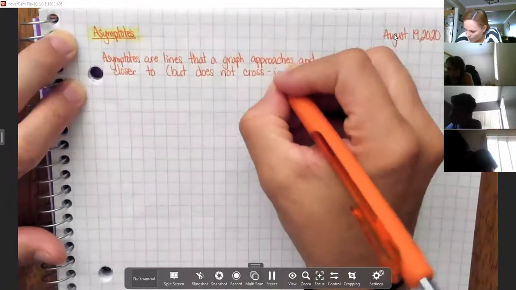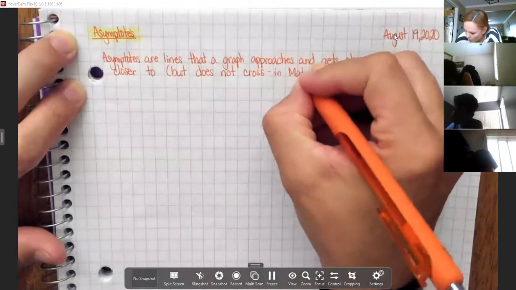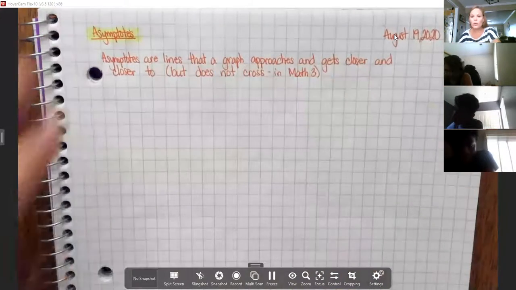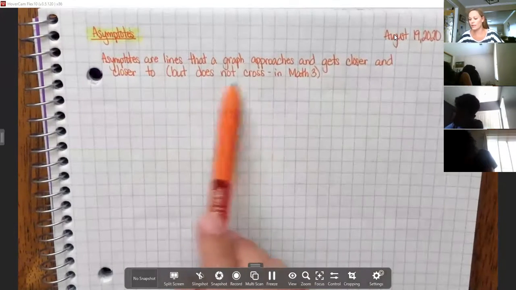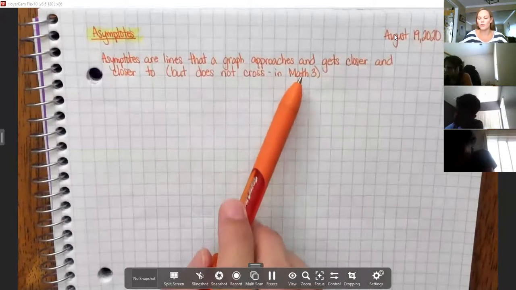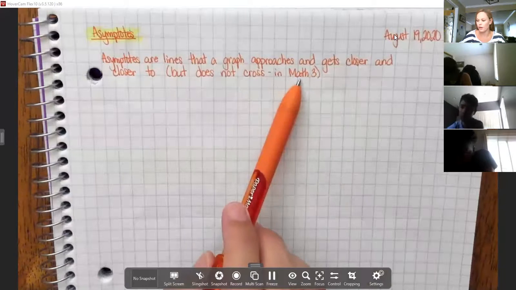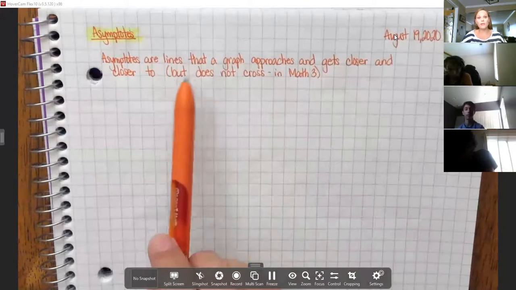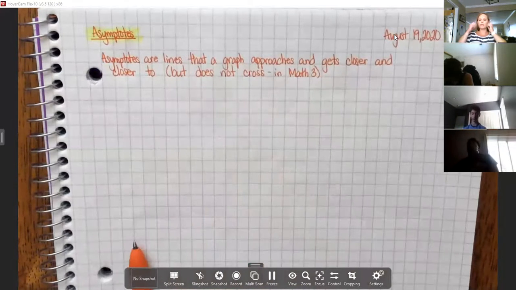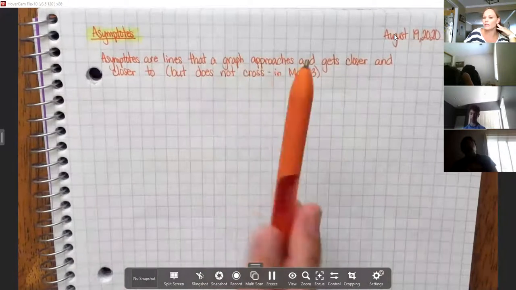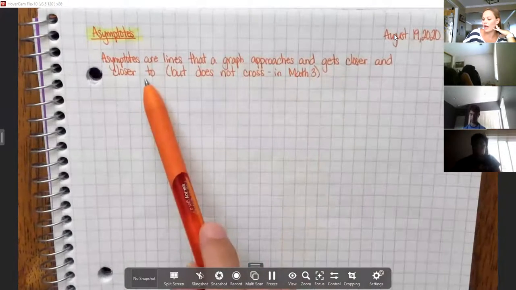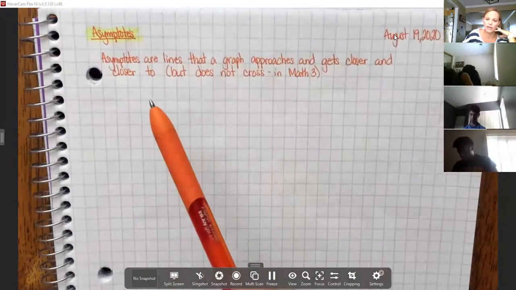I'm going to put in math 3. So everything we're going to do in this class are asymptotes. They won't end up crossing. I want to point out, if you go to pre-calculus and calculus and beyond, there are some cases where you cross an asymptote and it still is an asymptote, but for everything we're going to do in this class, it'll get closer and closer to that line, but it won't actually cross it.